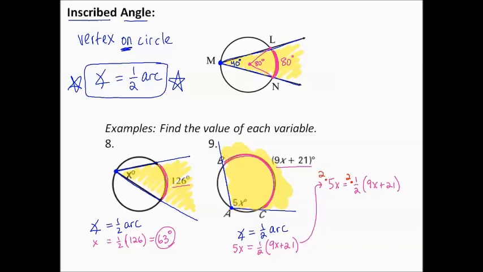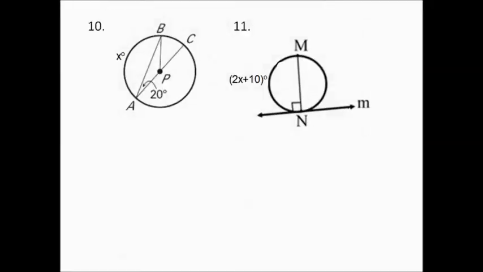So that leaves me with 2 times 5x is 10x. Those 2's are gone, 9x plus 21. Now that's a simple equation, no more fractions, so I'm going to get rid of the 9x, and x equals 21. Not bad, right? Do you want to try a couple more, pausing the video and coming back?